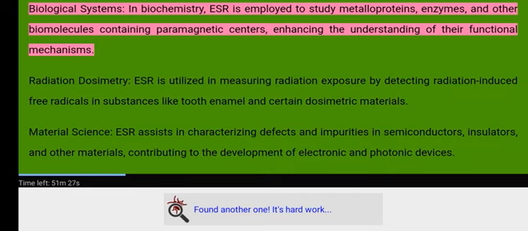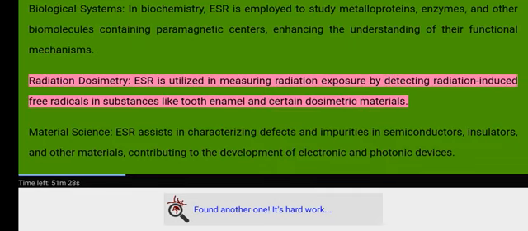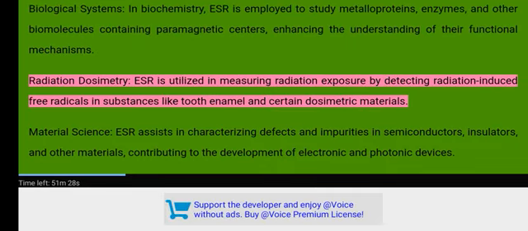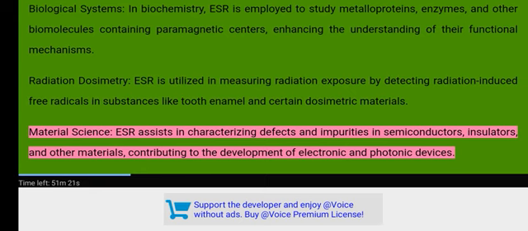Biological systems. In biochemistry, ESR is employed to study metalloproteins, enzymes, and other biomolecules containing paramagnetic centers, enhancing the understanding of their functional mechanisms. Radiation dosimetry. ESR is utilized in measuring radiation exposure by detecting radiation-induced free radicals in substances like tooth enamel and certain dosimetric materials. Material science. ESR assists in characterizing defects and impurities in semiconductors, insulators, and other materials, contributing to the development of electronic and photonic devices.